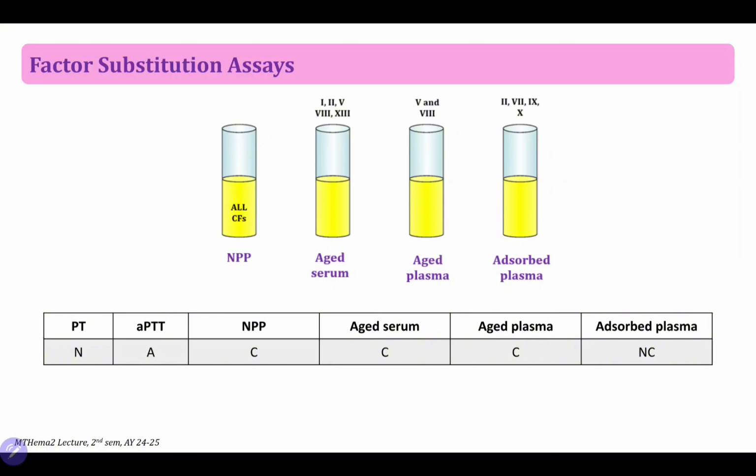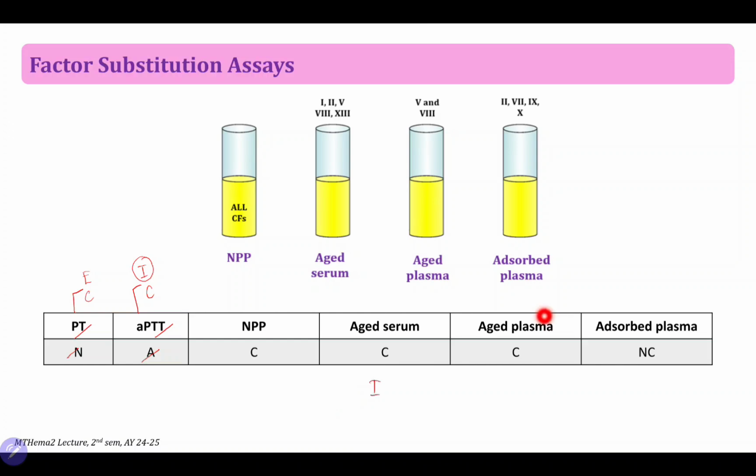Here's an example of your mixing studies. Okay? Ang una natin tinitignan sa mixing studies ay yung result natin for pro-time at saka si PTT. Again, your pro-time detects for coagulation deficiencies present in the extrinsic and common pathway, while your PTT checks for coagulation deficiencies present in the intrinsic and common pathway. You would only consider the common pathway if both your pro-time and your PTT are abnormal. But in our example, PT is normal and the PTT is abnormal. So therefore, the coagulation factor deficiency is present in the intrinsic pathway.